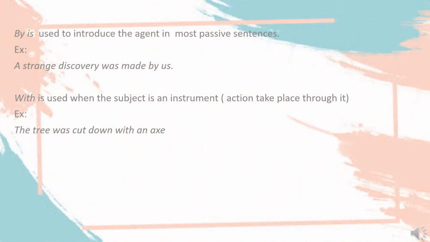By is used to introduce the agent in most passive sentences. Example, a strange discovery was made by us. With is used when the subject is an instrument, that is, the action takes place through it. Example, the tree was cut down with an axe.